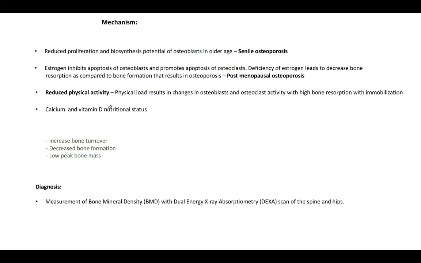So what are the mechanisms of osteoporosis? There's primary osteoporosis and secondary osteoporosis. Primary osteoporosis is when there is no definitive additional cause. It's an old age condition, a postmenopausal condition, and reduced physical activity.